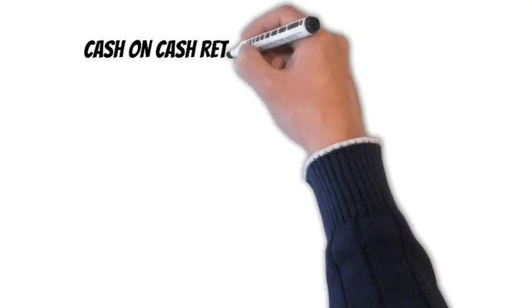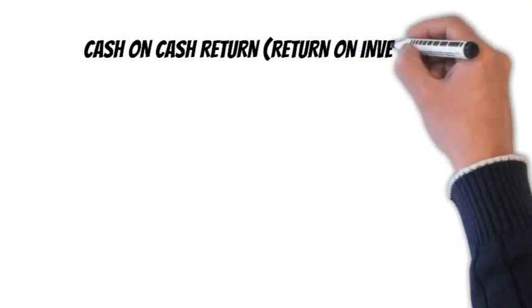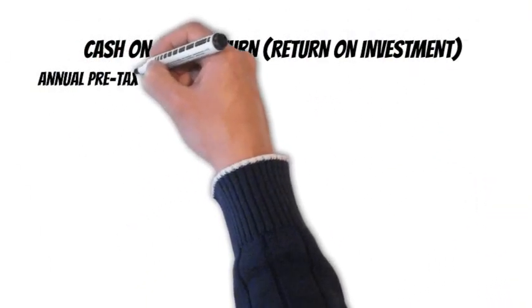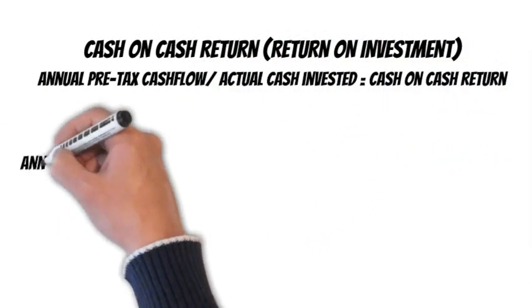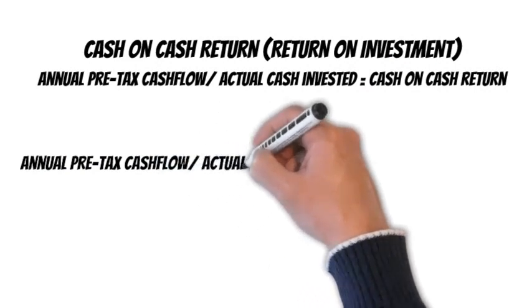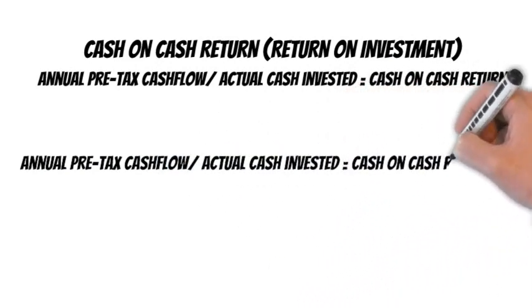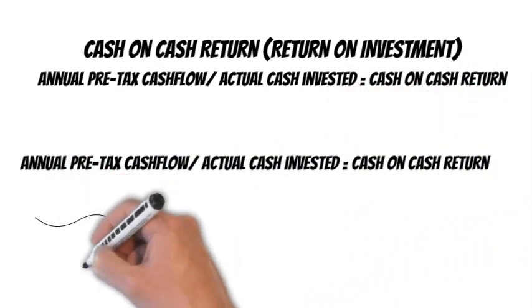Another crucial term is cash on cash return. And this is basically an annual pre-tax cash flow divided by the actual cash invested in a deal. This is frequently also referred to as return on investment or ROI. They're typically used interchangeably.